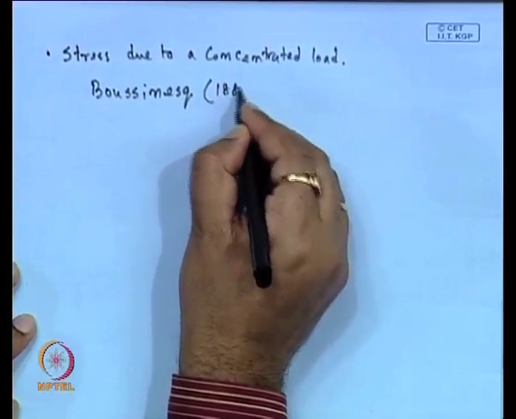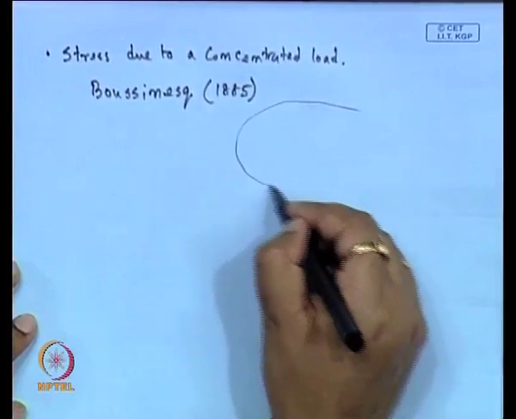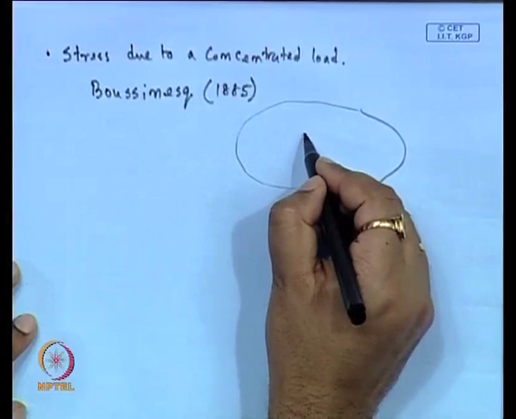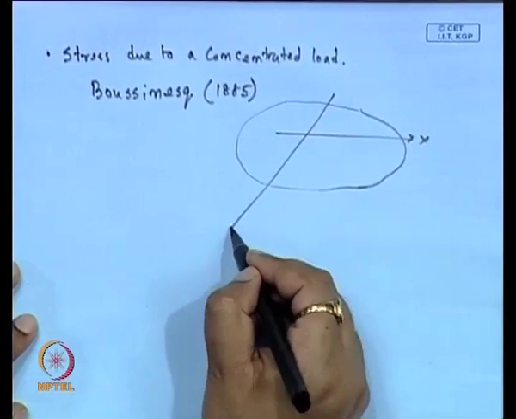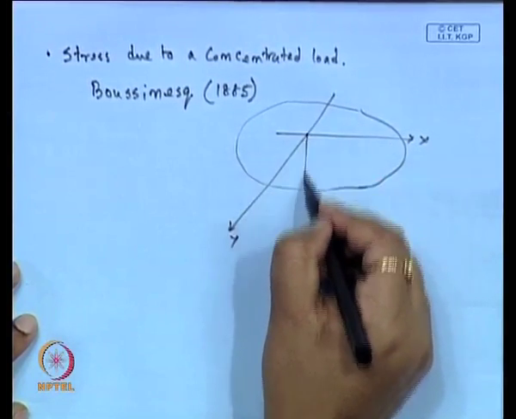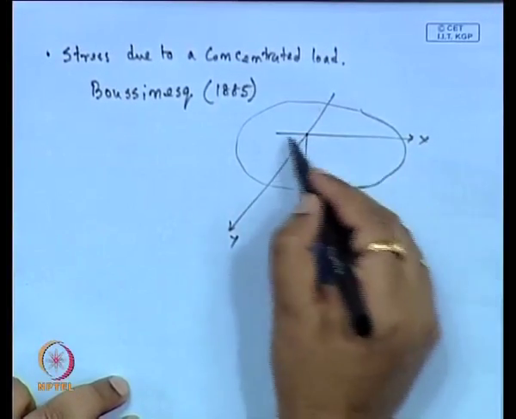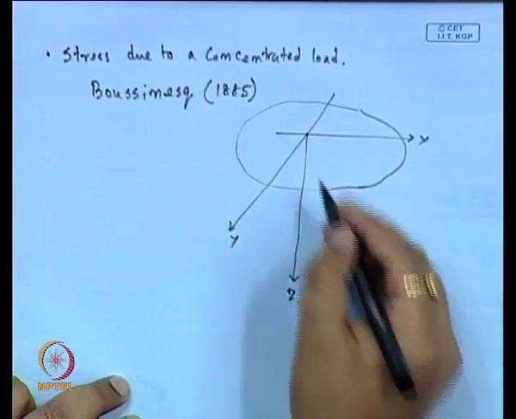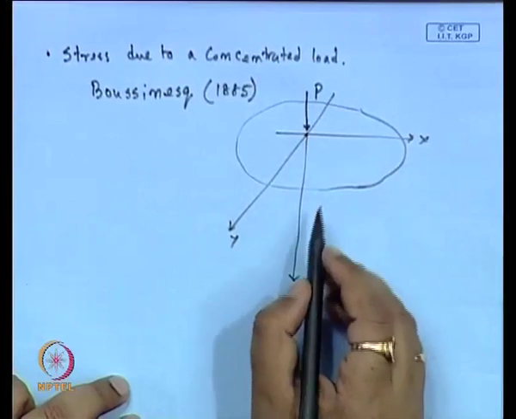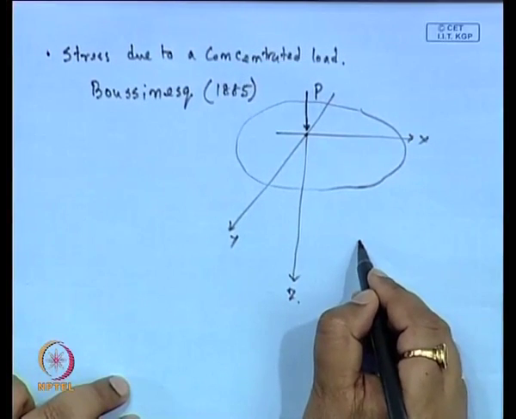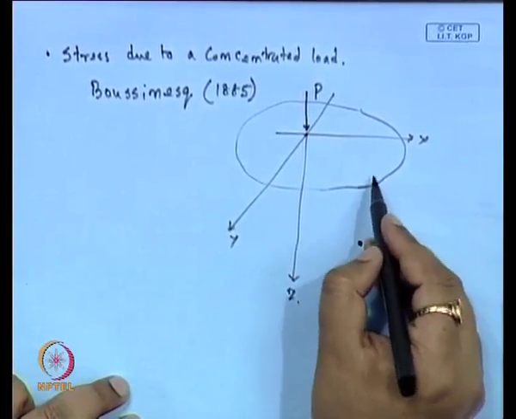In 1885 Boussinesq proposed these expressions. Suppose this is the ground surface, this is the x axis, this is the y axis, and this is the z axis, all on the surface of the ground. If one load is applied here at this point, what will be the load or stress increment at this point that we have to calculate?